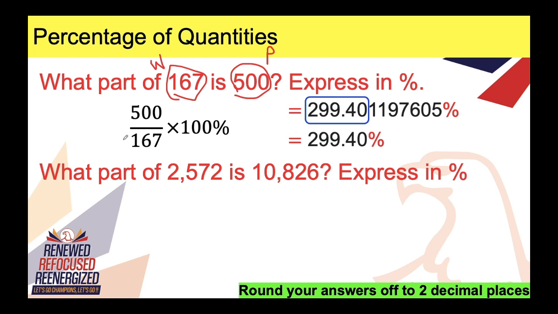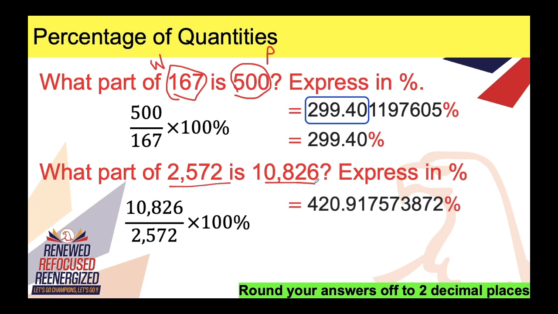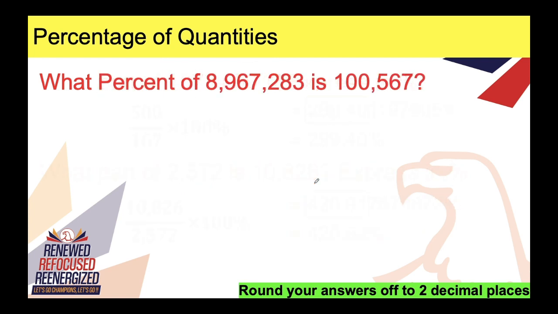Okay, so this one is the whole and this one is the part. To 2 decimal places, that must give us 420.92%. Okay, this time pause this video and try this one by yourself.